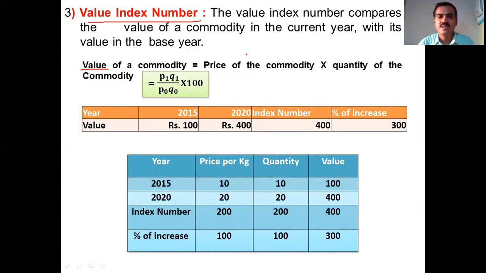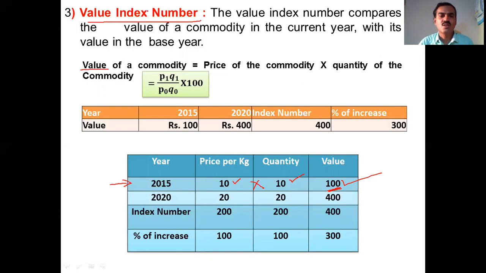Say for example, the price is 10 rupees per kg and the quantity is 100 kg. So 10 into 10 kg equals 100 rupees. That is, 100 rupees is the value of the commodity. See here, in this particular case, in the year 2015, that is the base year, the price is 10 rupees and the quantity is 10 kg. So 10 into 10, we get the value 100 rupees. So this is value. I hope you understood what value is.